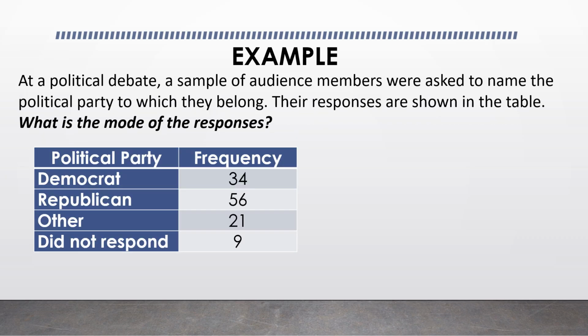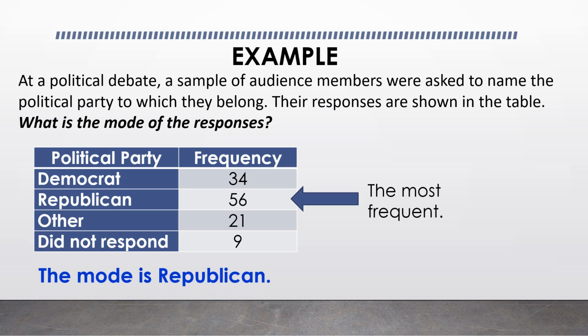Here's an example. At a political debate, a sample of audience members were asked to name the political party to which they belong. The responses are shown in the table. What is the mode of the responses? If we look at the frequencies, 56 is the highest frequency. It is the most frequent. So the mode is Republican.